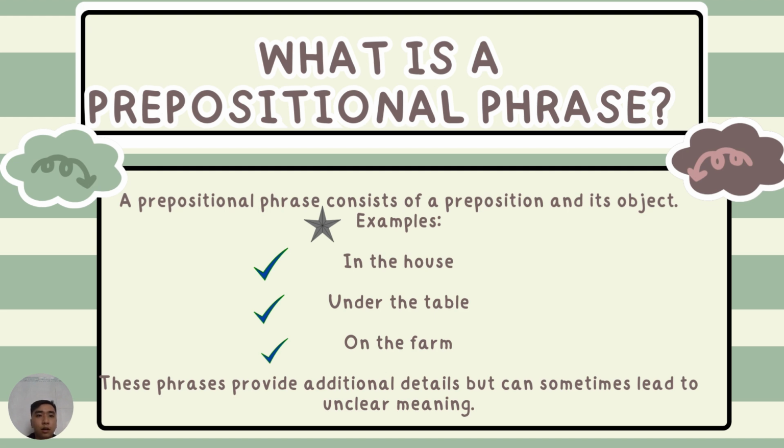What is a prepositional phrase? A prepositional phrase consists of a preposition and its object. Examples: in the house, under the table, on the farm. These phrases provide additional detail but can sometimes lead to unclear meaning.